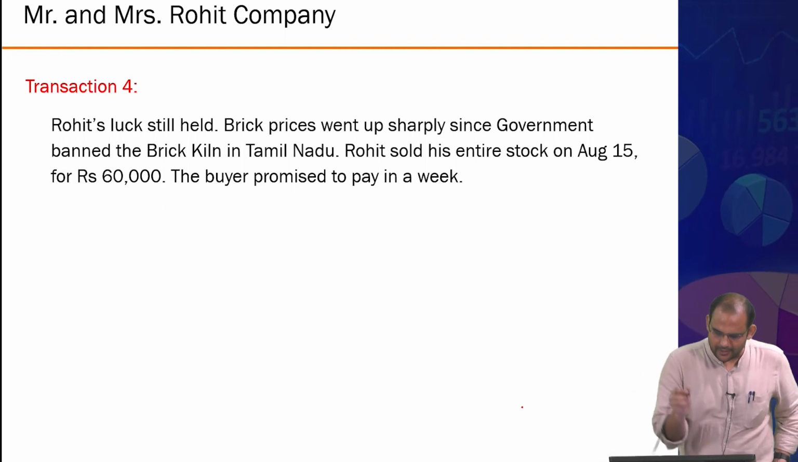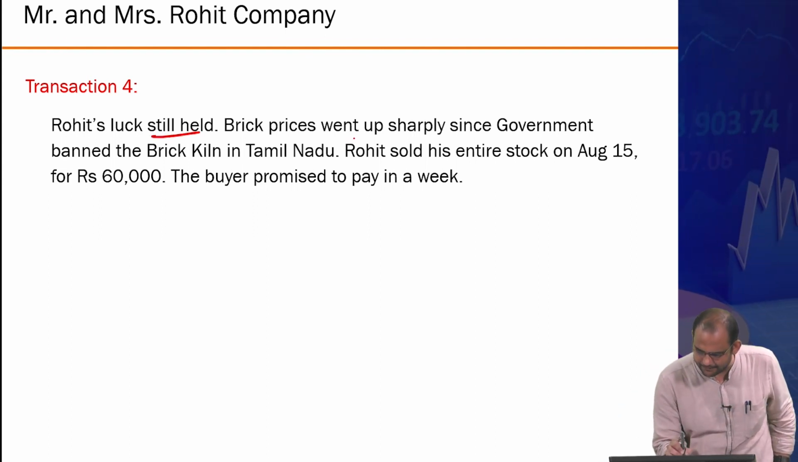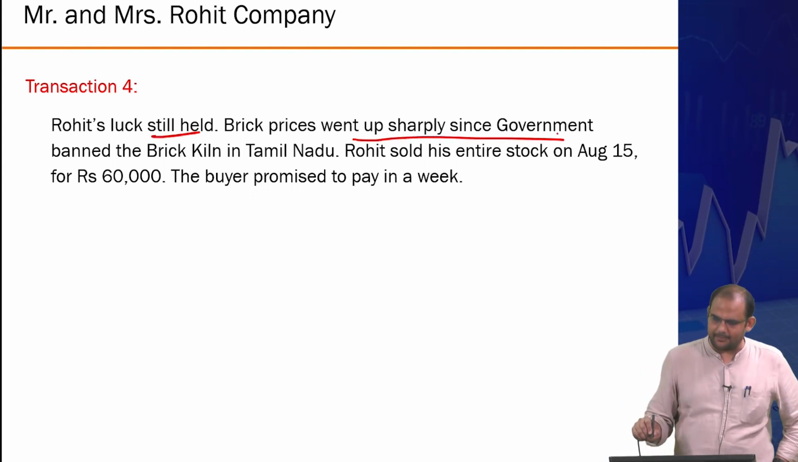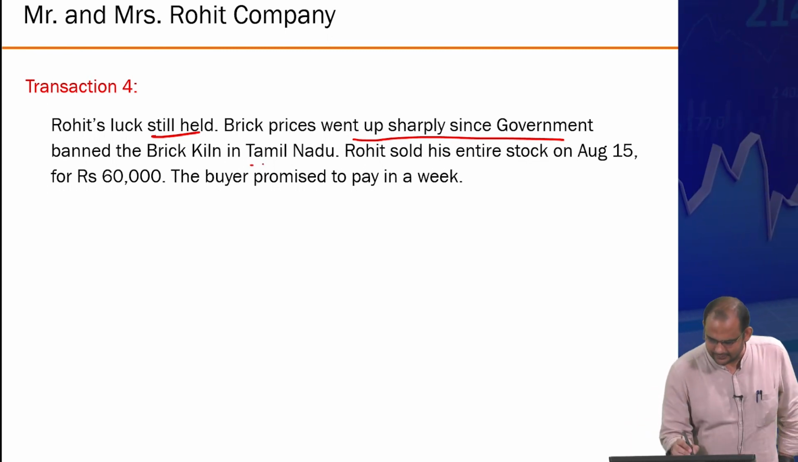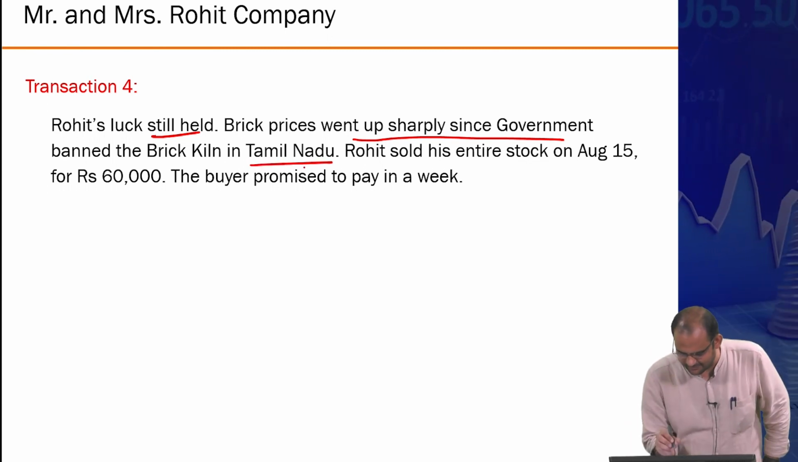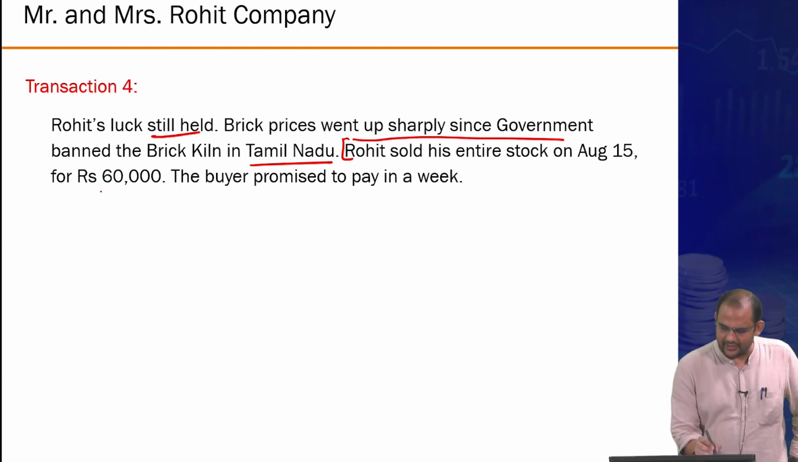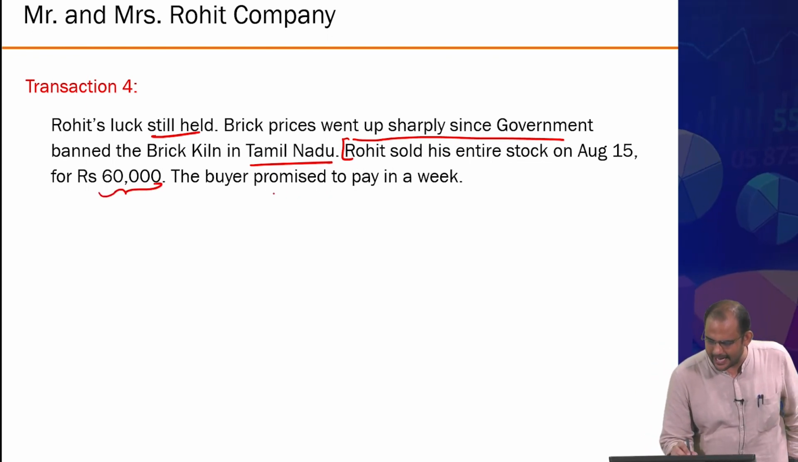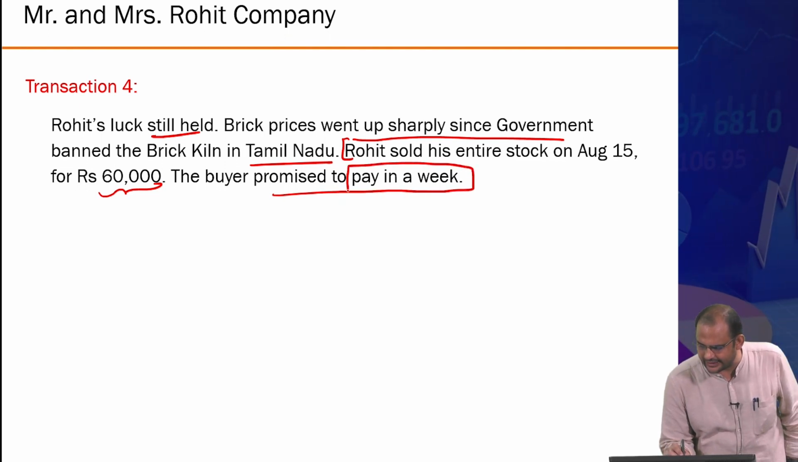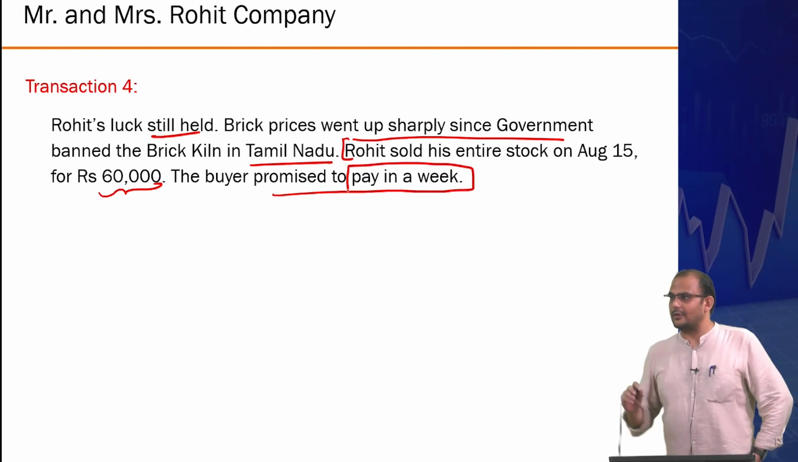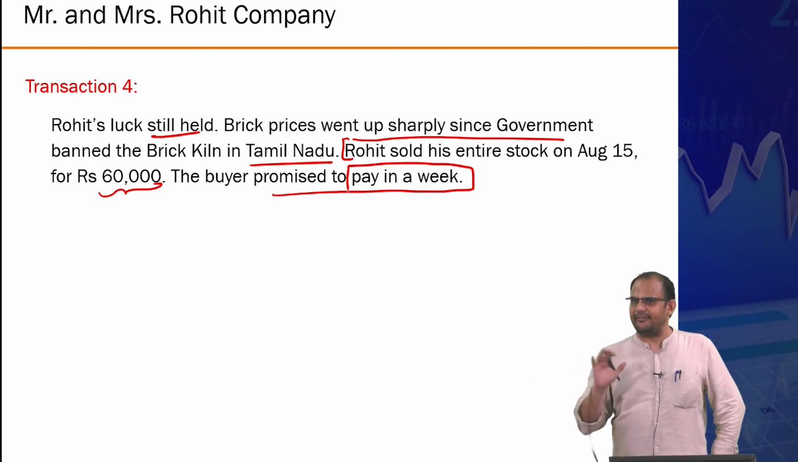Transaction 4. Rohit's luck still held. Brick prices went up sharply since the government banned the brick kiln in Tamil Nadu. I don't know why, but yeah, environmental concerns. Rohit sold his entire stock on August 15 for 60,000 rupees. The buyer promised to pay in a week. Now the buyer is promising to pay in a week.